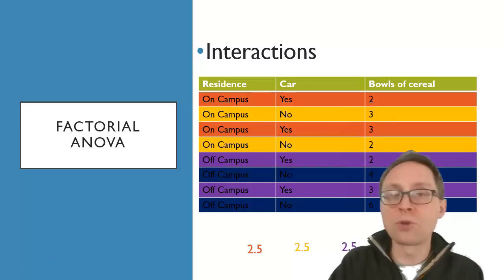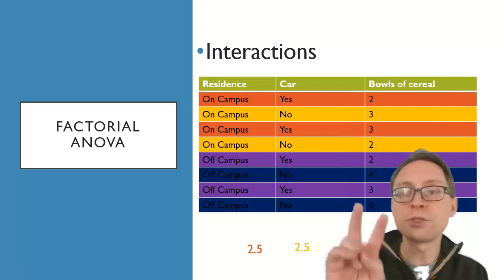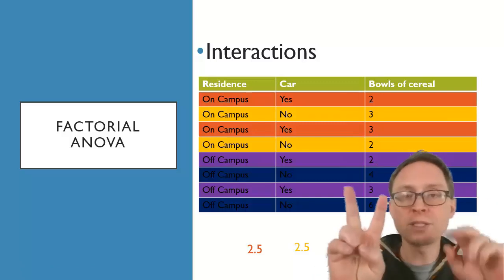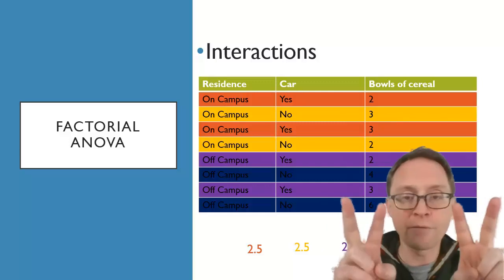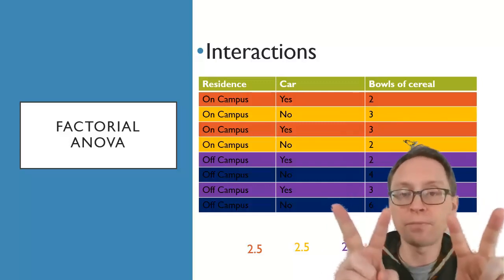Here's one way you know how many groups you should be looking at. Remember, this is a 2 by 2, right? 2 levels of residence, 2 levels of car. 2 times 2 is 4. That's how many groups you're going to have in the interaction.